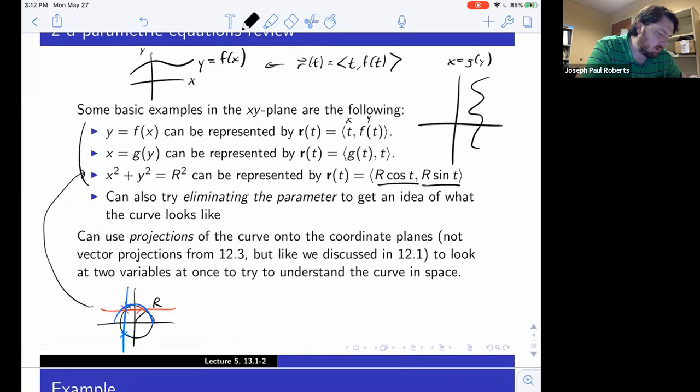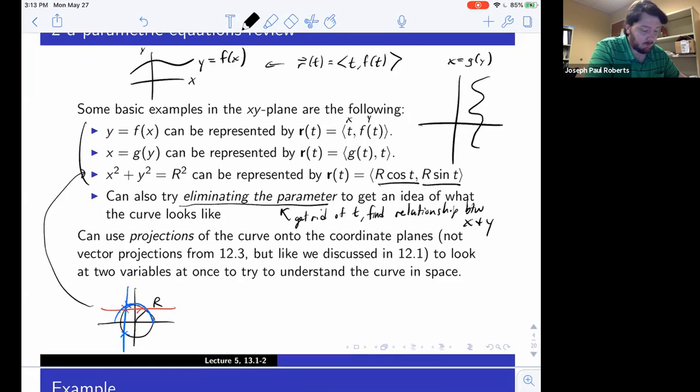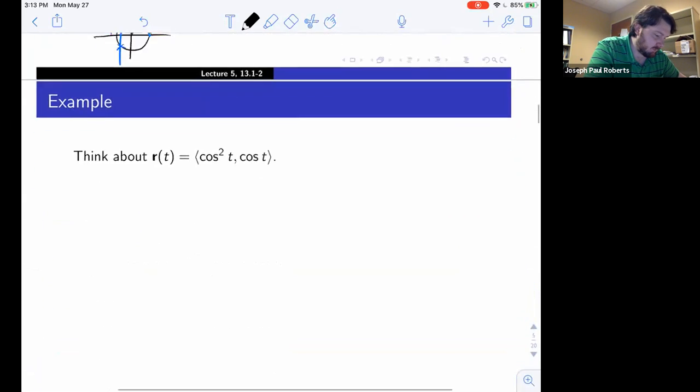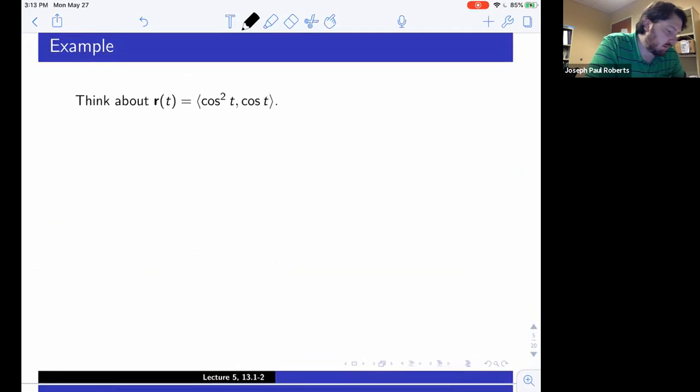The other thing you could do is something called eliminating the parameter. What that means is you get rid of t and find a relationship between x and y. So let's do a quick example of that, and then we'll come back to this slide to talk about this idea of projections. So, okay, let's say I have the curve r of t is cosine squared t, comma, cosine t.